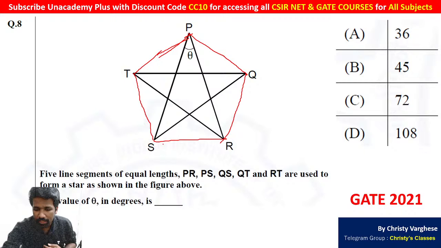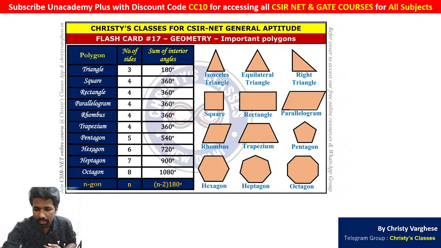And for a regular pentagon, I have discussed this multiple times in my free classes, and tomorrow we will be discussing this theory in detail in the 11 o'clock free class. So all of you are welcome to attend the 11 o'clock free class, where I will be explaining all these geometrical concepts in detail. Pentagon sum of interior angle is 540.